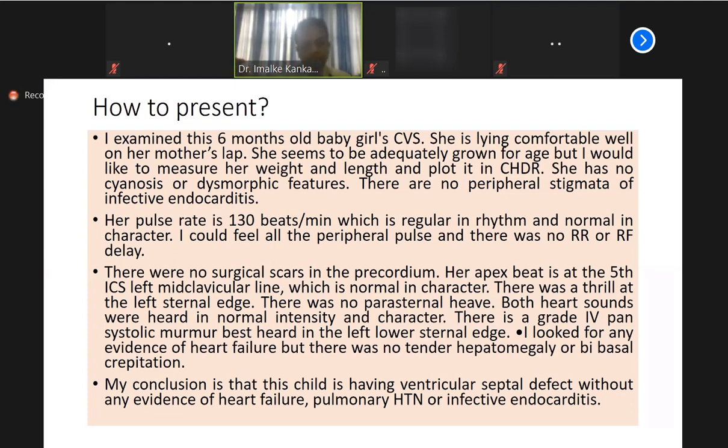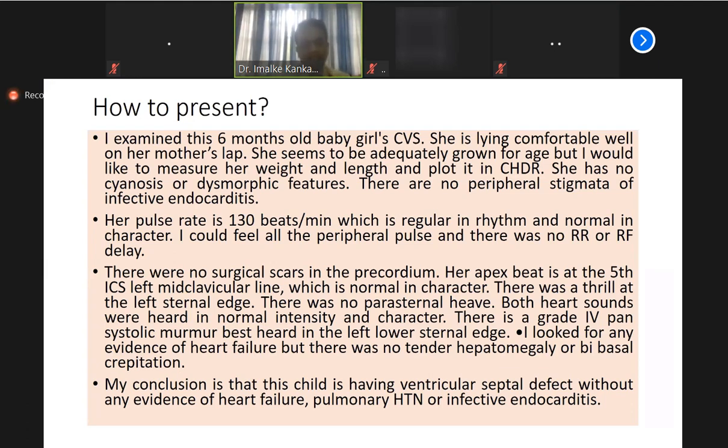She has no cyanosis or dysmorphic features. There are no peripheral stigmata of infective endocarditis. So you would have missed certain things here, like the oral cavity, but not a problem. In 6 months, you might not see even a tooth in this age, right? It's silly to look for dental caries in a 6-month-old child where you don't have even teeth.